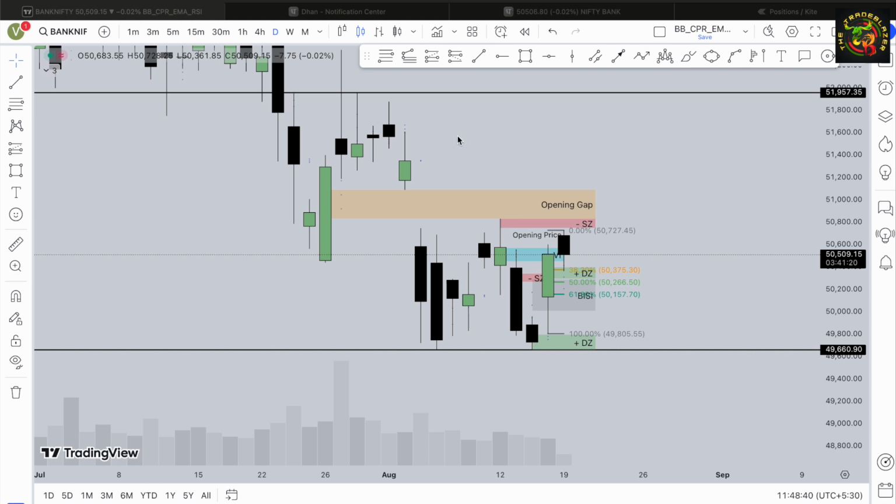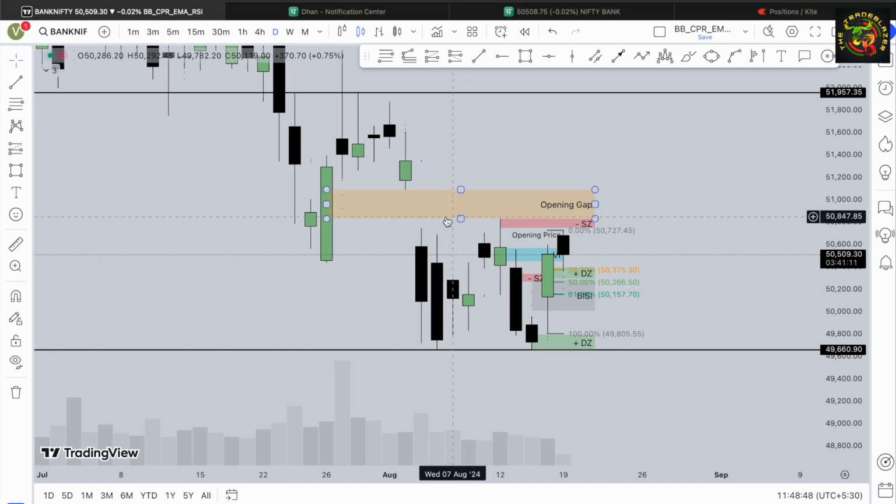Having said that, this is the daily time frame of the Bank Nifty chart, and there's a gap. These are the levels that I have marked for today's intraday trading. There's a gap here, then there's a supply zone, and there is a demand zone. And what was the previous price action? The previous move was a very bullish move, right from this demand zone here.